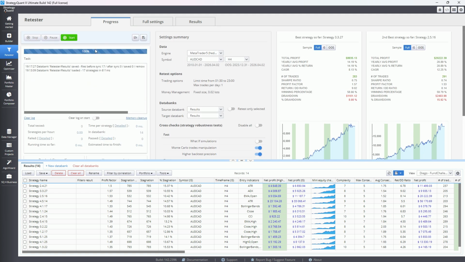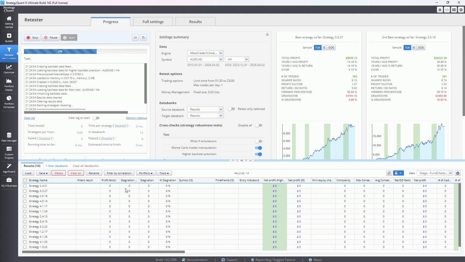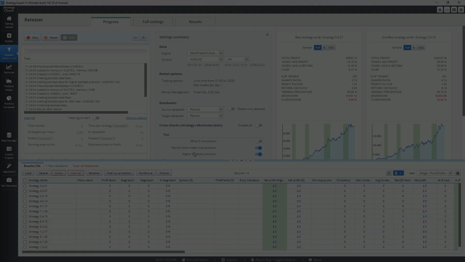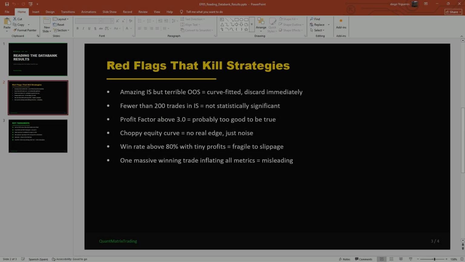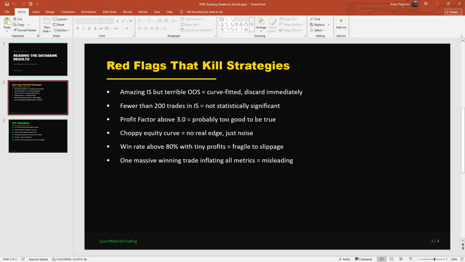I will test all of them, so let's wait for that. Meanwhile, I will show you what are red flags that kill strategies. Sometimes we find amazing strategies in sample, but out of sample we lose money. That's what I don't like. That's why I check that out of sample the net profit should be greater than 0.